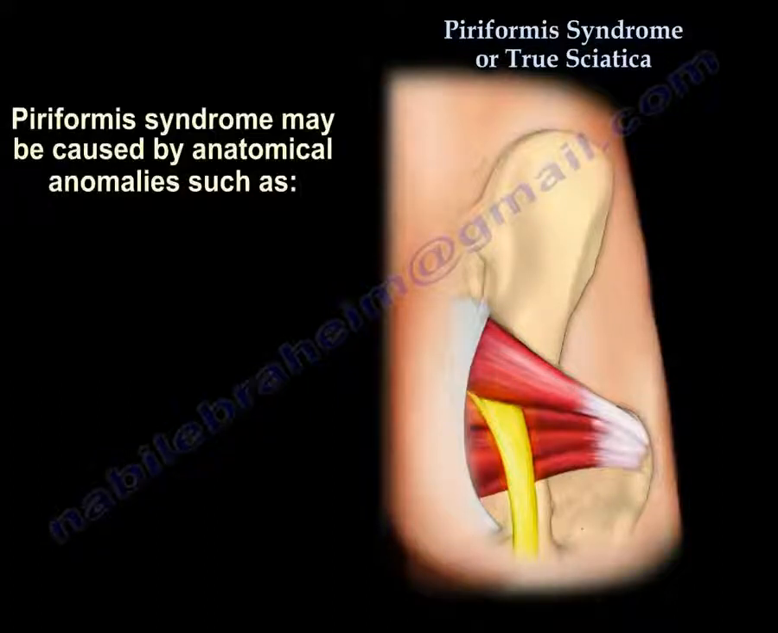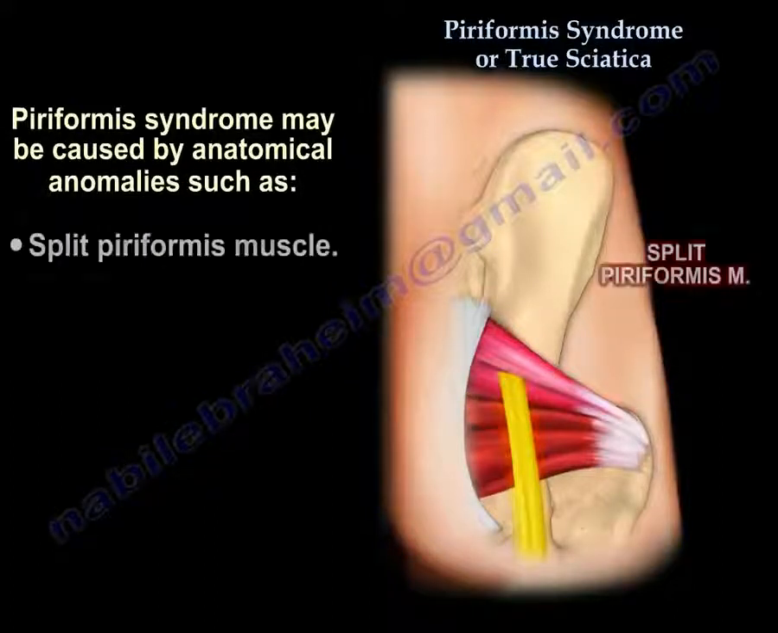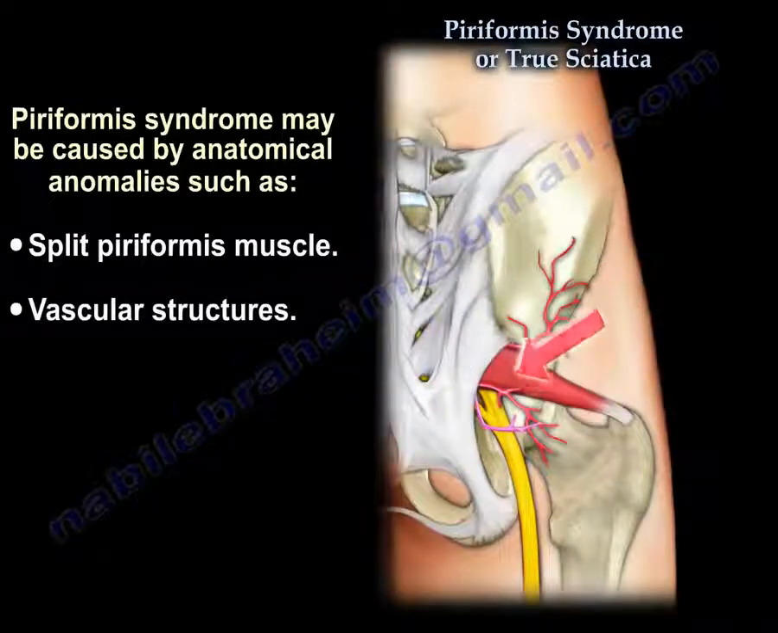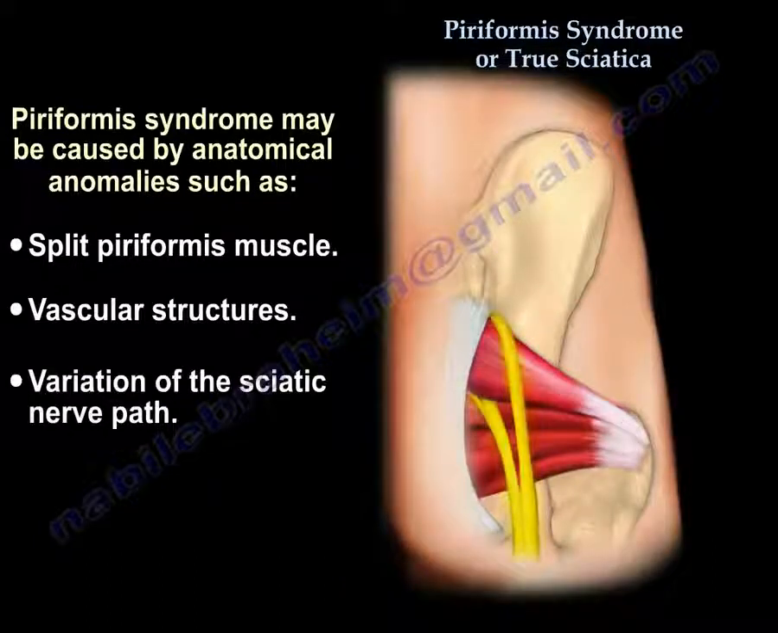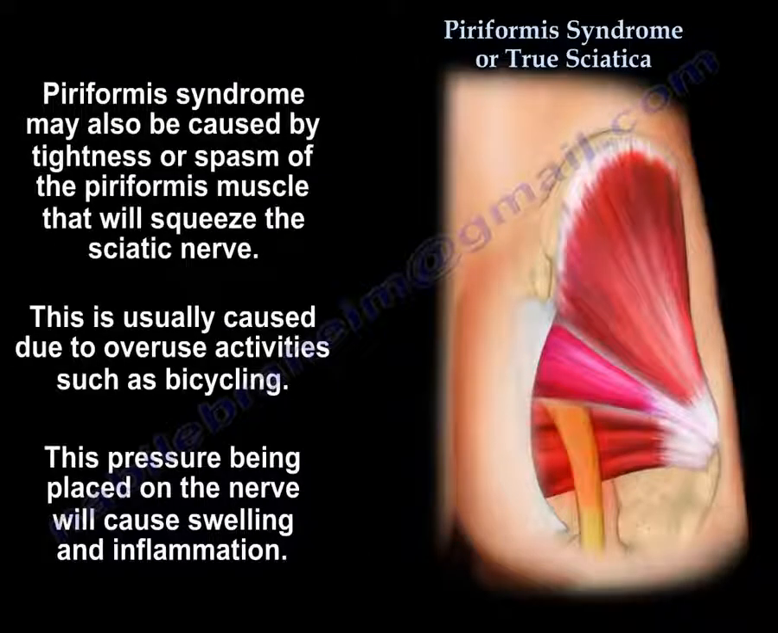Anatomic anomalies such as split piriformis, or vascular structures, or variation of the sciatic nerve path. Also, the syndrome can be caused by tightness or spasm of the piriformis muscle that will squeeze the sciatic nerve, usually from overuse problems such as in bicycling. That pressure on the nerve will cause swelling and inflammation.